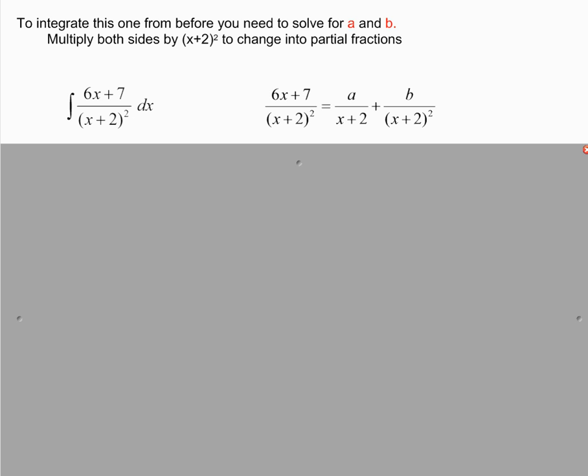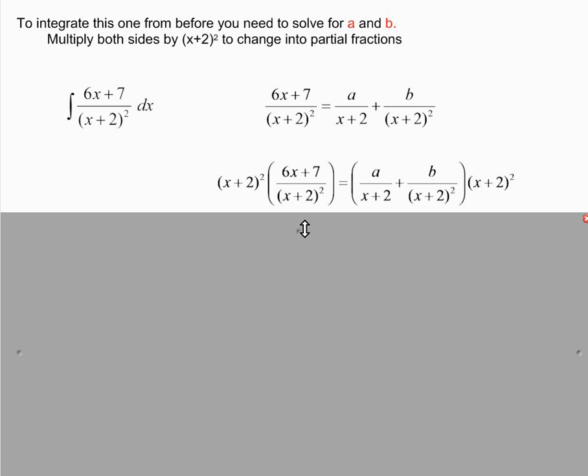Okay, let's go back to actually trying to figure out A and B from that first one that we looked at. Well, if I have that set up and I want to solve for A and B, what I'm going to do is multiply both sides by that denominator x plus 2 squared. So it's going to look something like that.